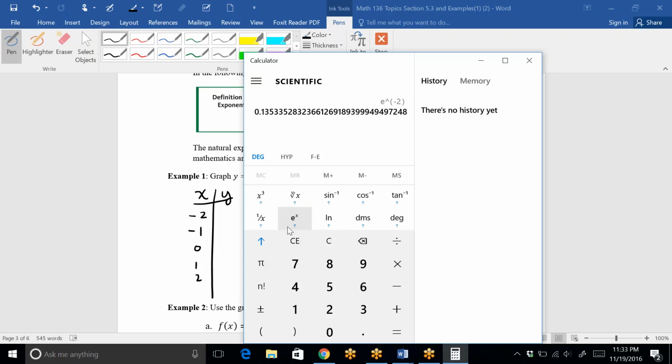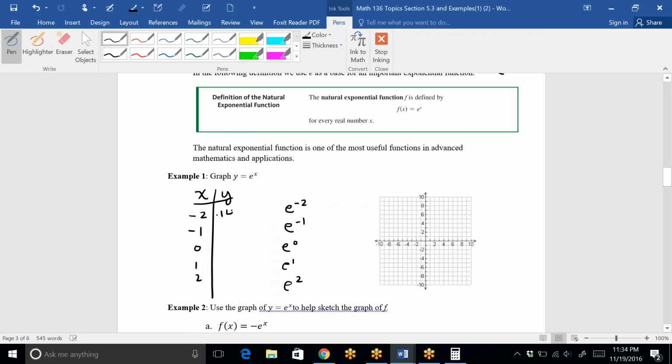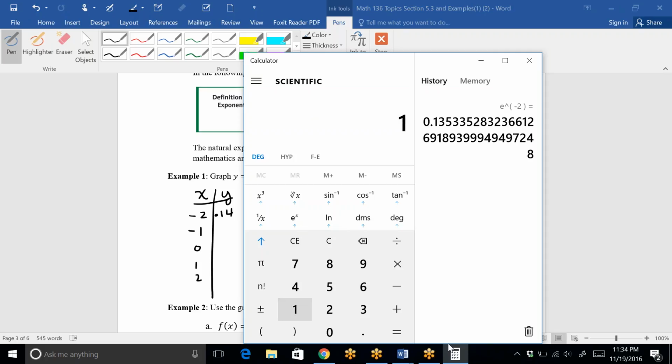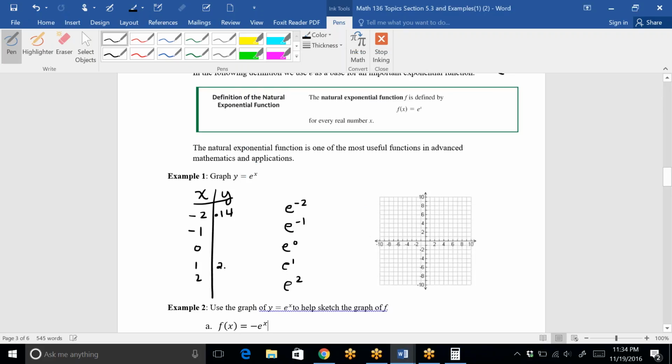Again, you may have to enter e to the x first, then the negative 2. A quick way to check which one it is, I'm going to go ahead and write this down. This is 0.14 if we round to two decimal places. If you want to double check that this is being done right, just put in the first power of e to the x, and you should get the 2.71828 that we set as the estimate.